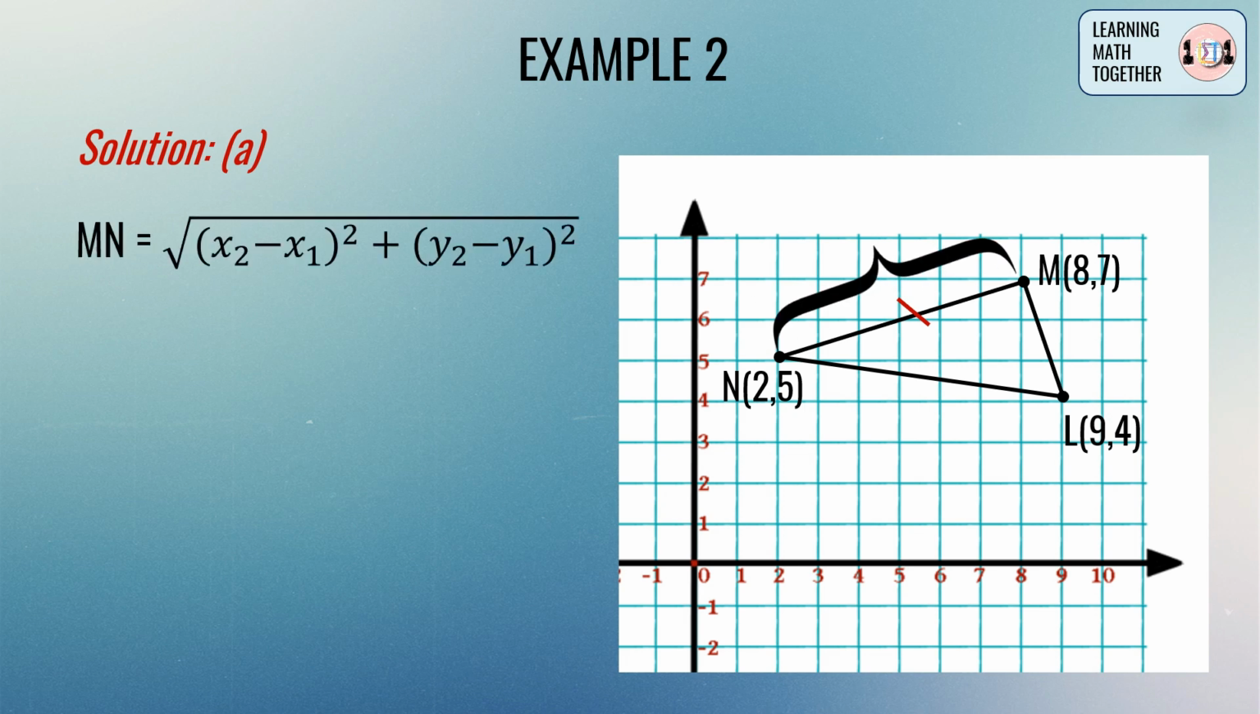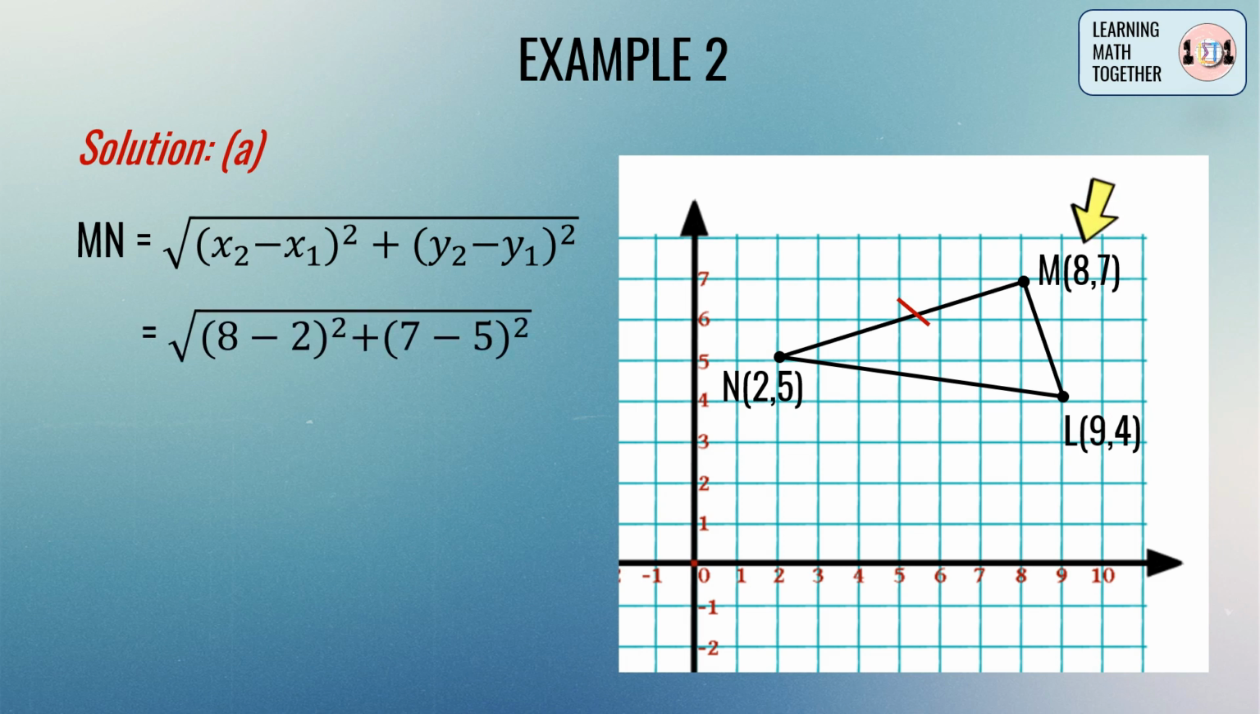we need to get the distance from N to M, or MN. So we will be using this formula. Let us substitute the coordinates. We have here the value of x sub 2 is equal to 8, x sub 1 is 2, y sub 2 is 7, and y sub 1 is equal to 5. Next step is to simplify this.